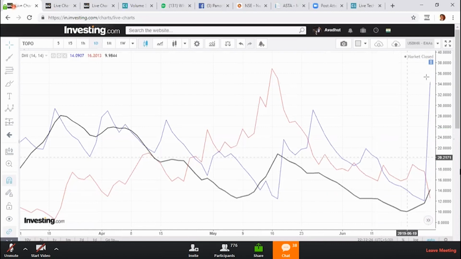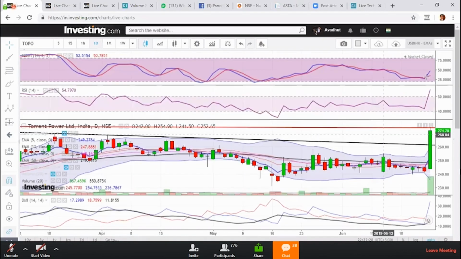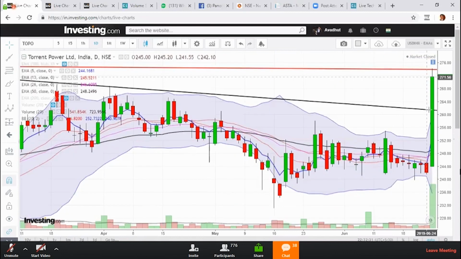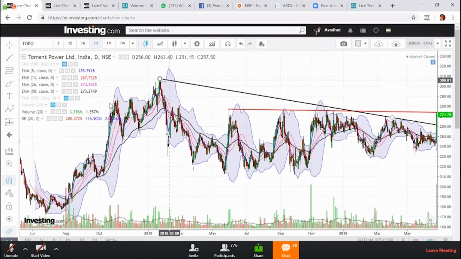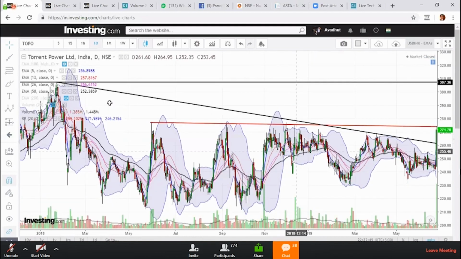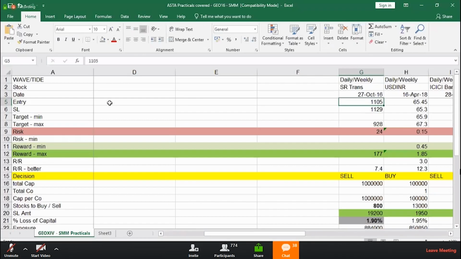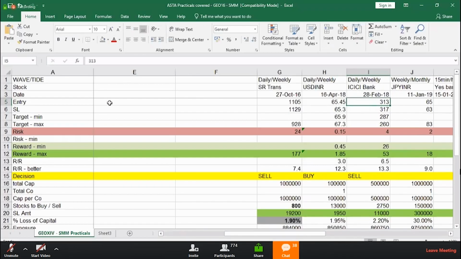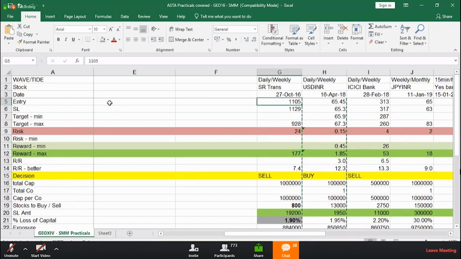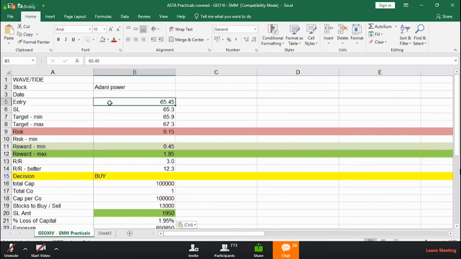So what I decided, I am going to buy at 270, with a stop loss of 260, so about 10 rupees stop loss. And the first target was this, 307, which was about 37 rupees. So I'll just quickly show you this. But we are going to give a different template on 21st of July, which is much better than this.